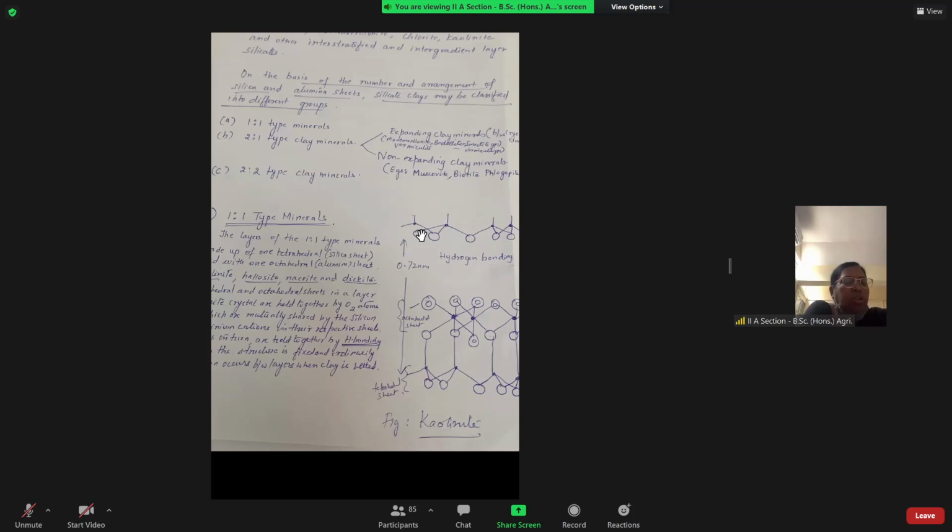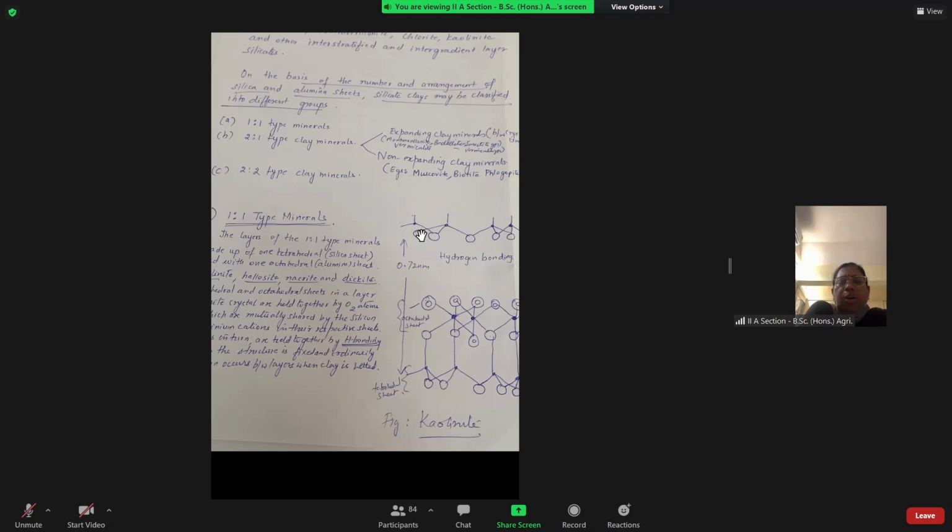Now, on the basis of number and arrangement of the silica and alumina sheets, silicate clays are classified into different groups. So based on that, it is classified into 1:1 type of clay minerals, 2:1 type of clay minerals, and 2:2 type of clay minerals.